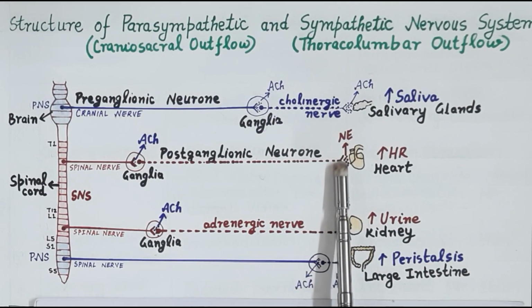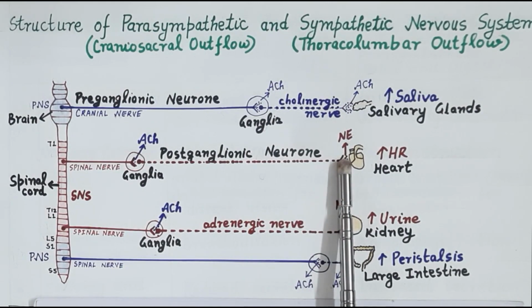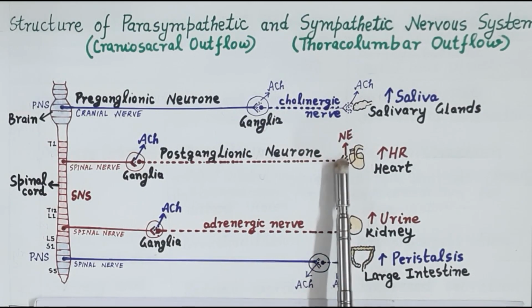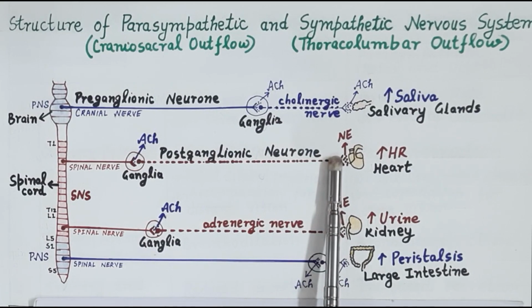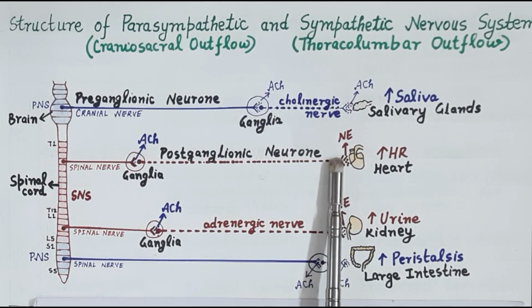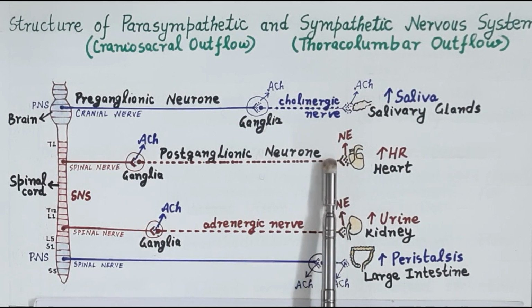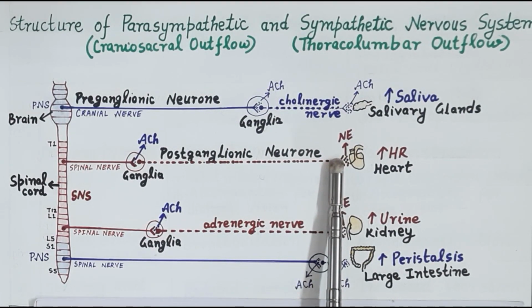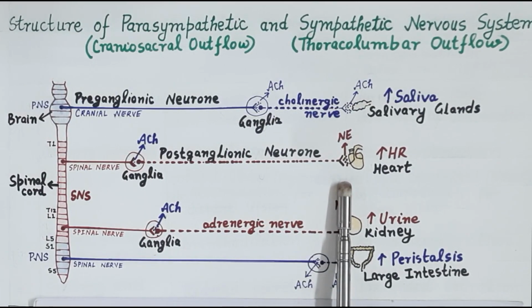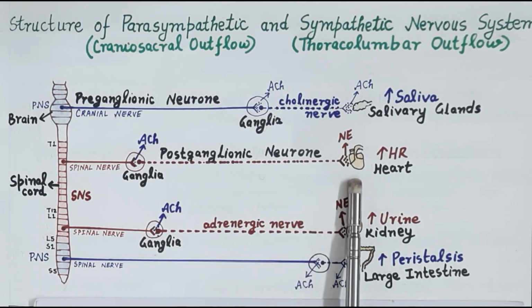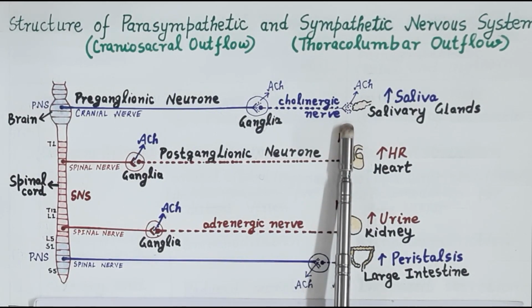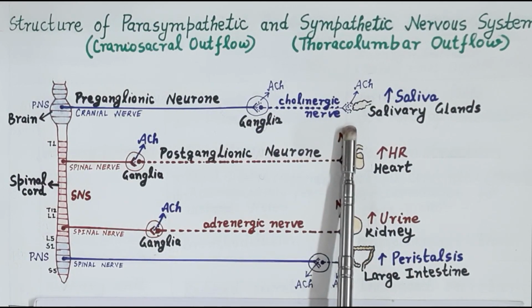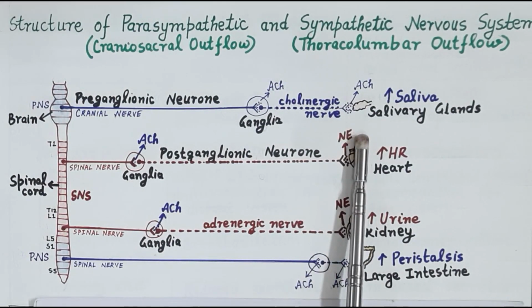So acetylcholine and norepinephrine are the neurotransmitters that are released in the autonomic nervous system. Norepinephrine, in short NE, is also known as noradrenaline. It is usually the neurotransmitter released by the sympathetic postganglionic neuron at the target organ, while acetylcholine, in short ACH, is the neurotransmitter released by the activation of the parasympathetic nervous system on the target organ.